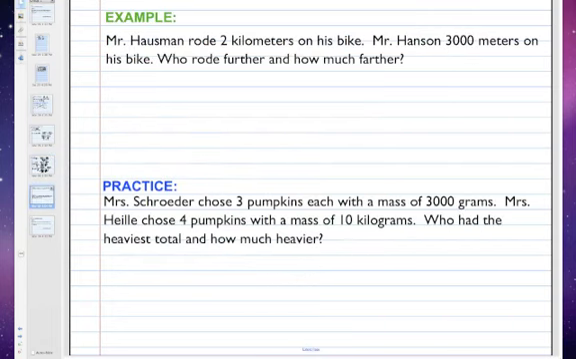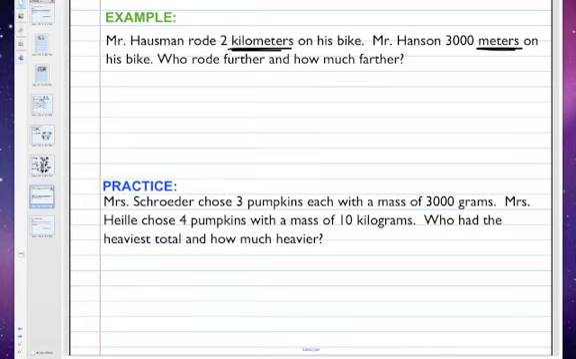Conversions can help us to solve many problems. Let's say I have this problem. Mr. Hausman rode 2 kilometers on his bike. Mr. Hansen rode 3,000 meters on his bike. Who rode further and how much further? The first thing I need to note is that I have 2 different units here. I have kilometers and meters. And the question is asking me to compare them.